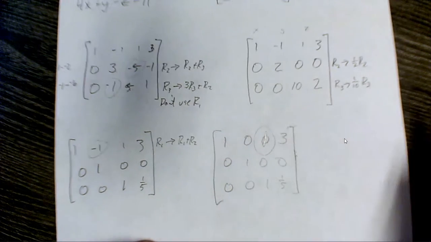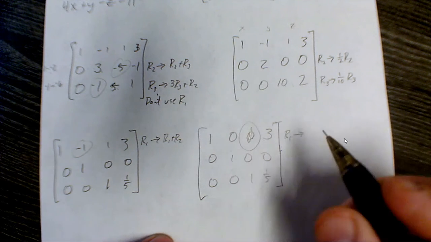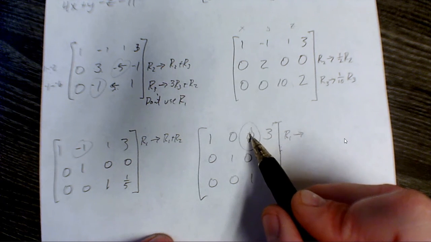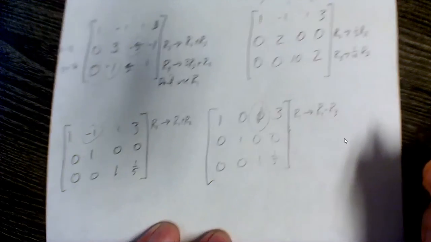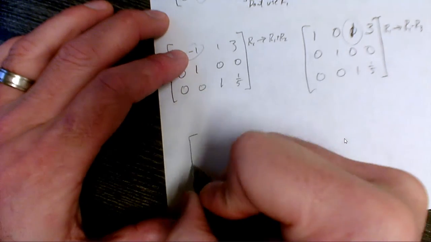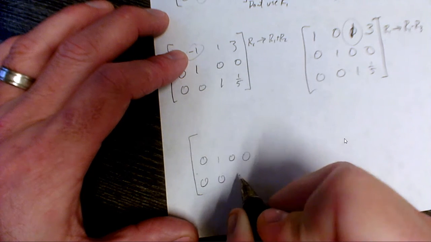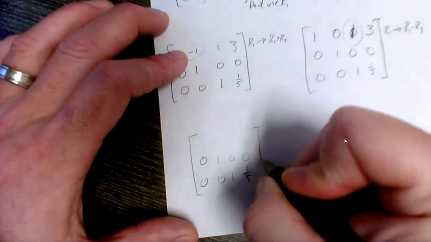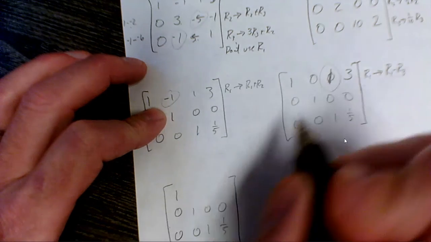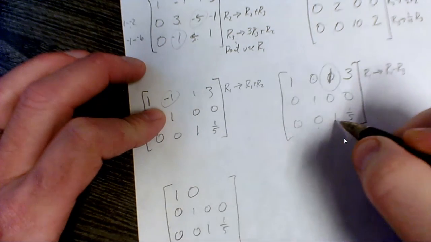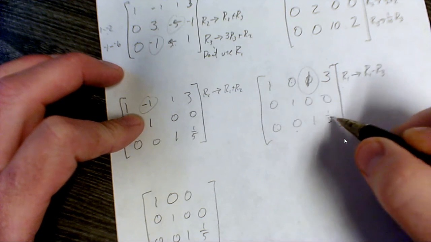Last thing to do is get rid of that one. So we're going to trade it for this minus this. That's R1 minus R3. Didn't do anything. Didn't do anything. Top minus bottom: that minus that, that minus that, that minus that. That's 15 over 5 minus 1 over 5.